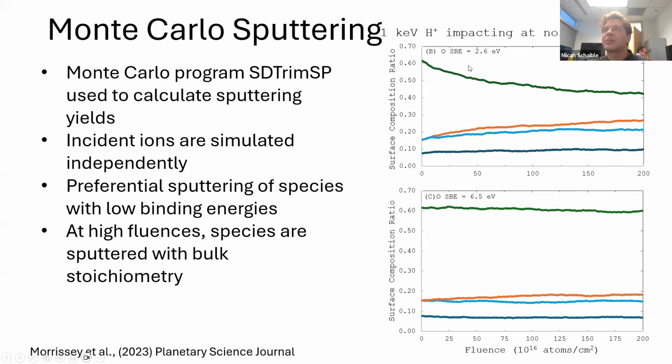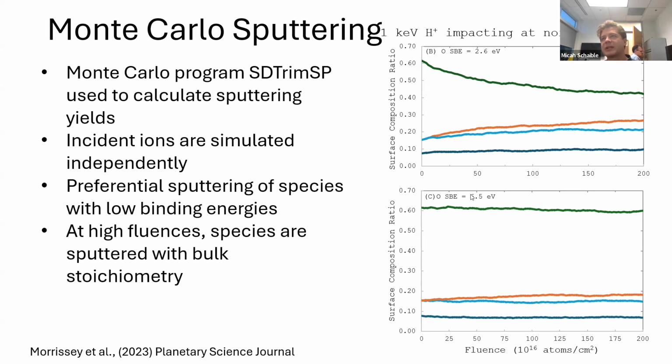But as we sputter it at these low binding energies, we see the oxygen is depleted, and the other species, including, I guess I've left off the legend here, my apologies, but the aluminum and the calcium, and so this is I believe aluminum, silicon, aluminum, and calcium from that anorthite sample. We see that those are relatively enhanced, or the relative abundance is increased at the surface.